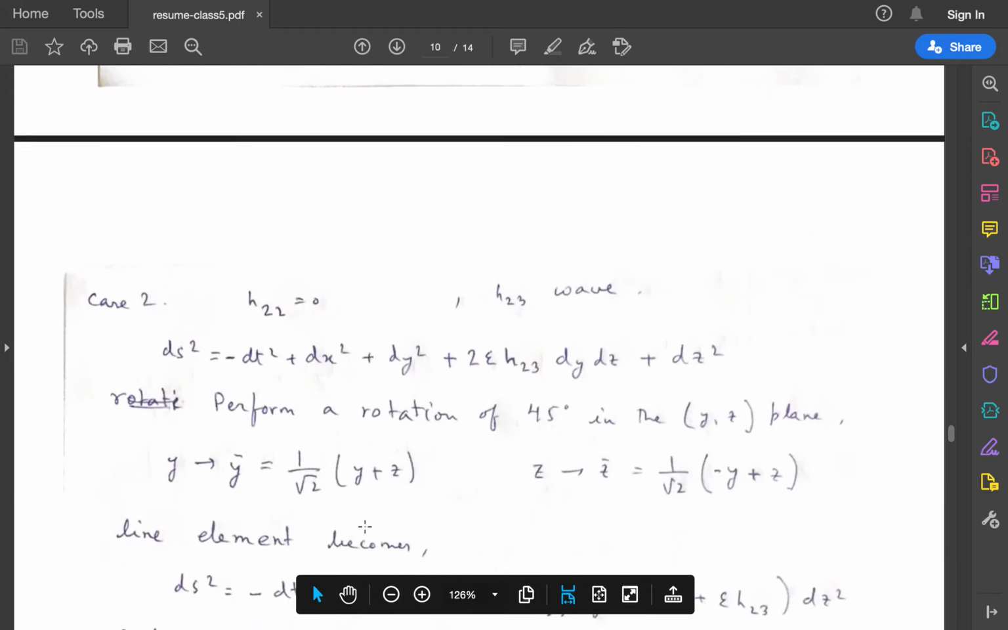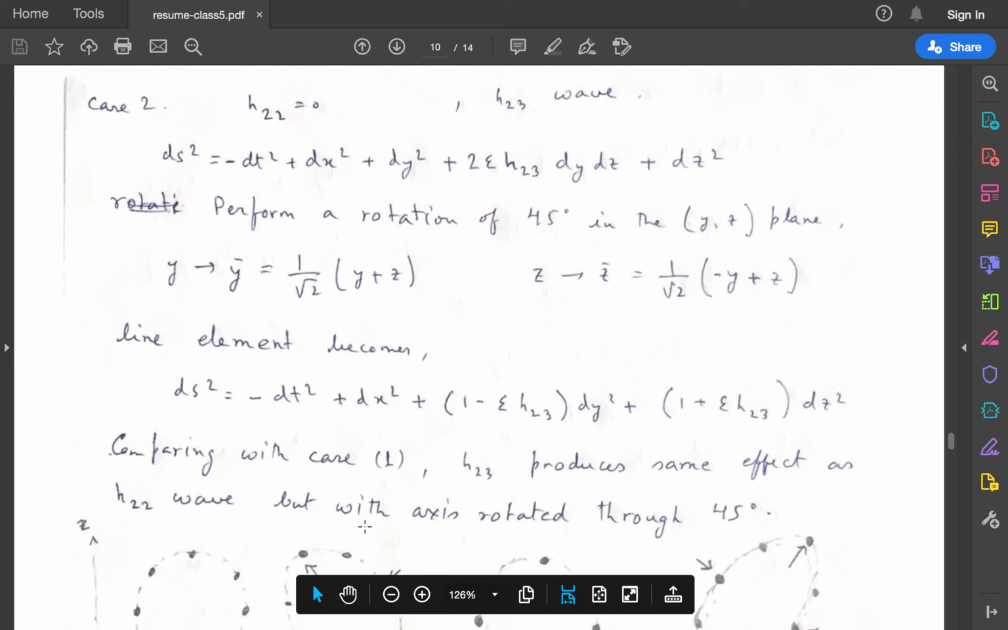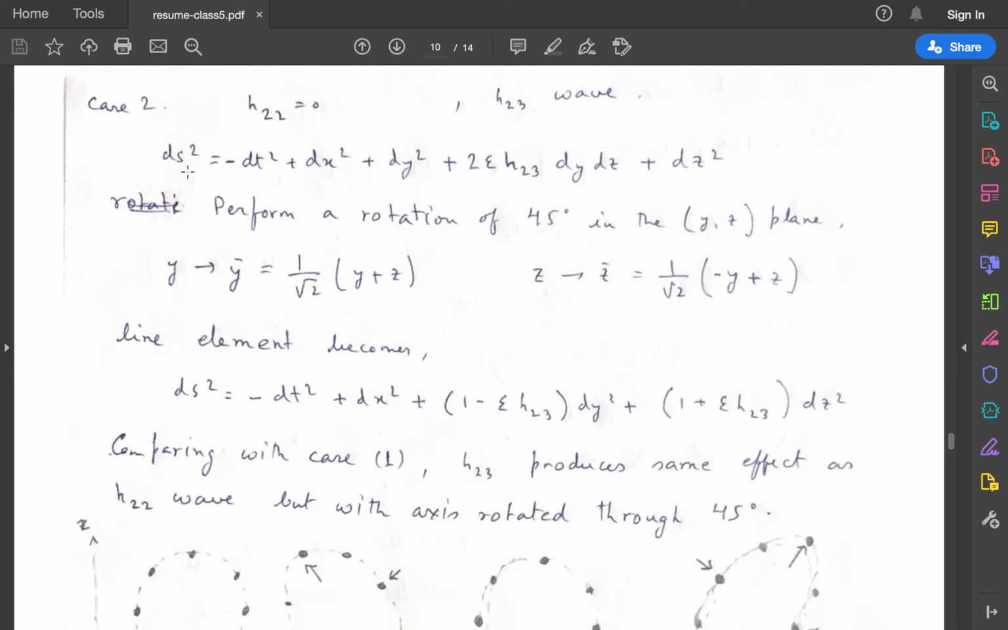Let us have another case. If h22 is 0, what we'll have is an h23 wave. So if I write the metric element, it will have minus dt square, dx square, dy square. However, the dy dz term will not be 0, because this is the component coming from this perturbation, and everything else will be the same as the flat metric.